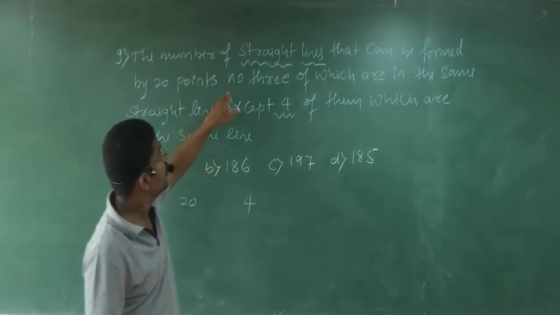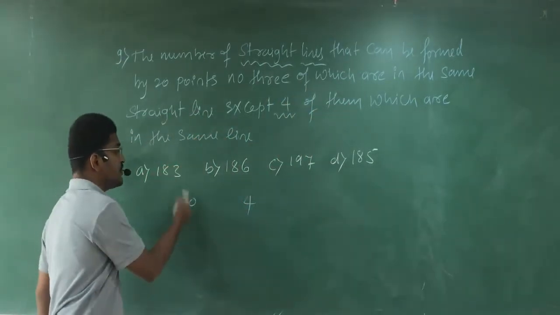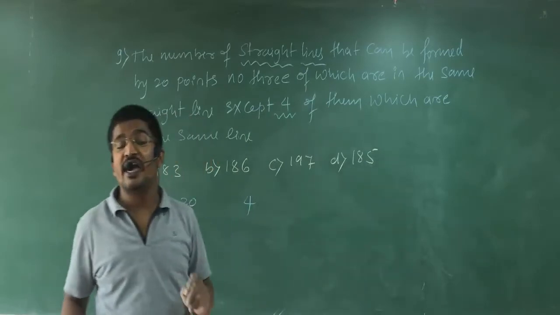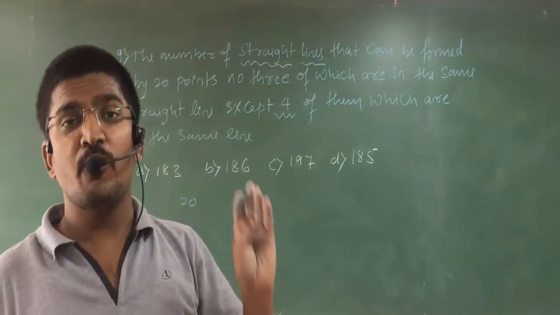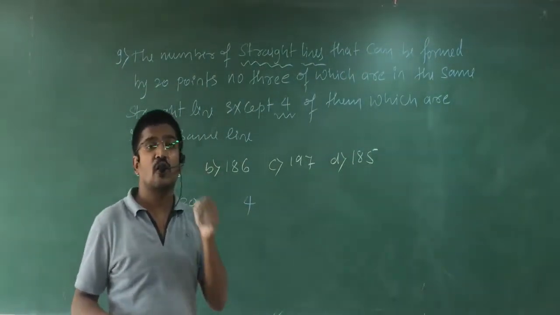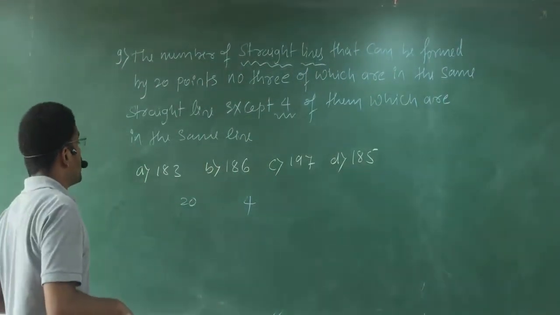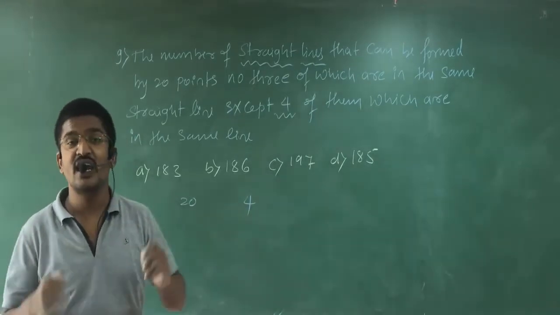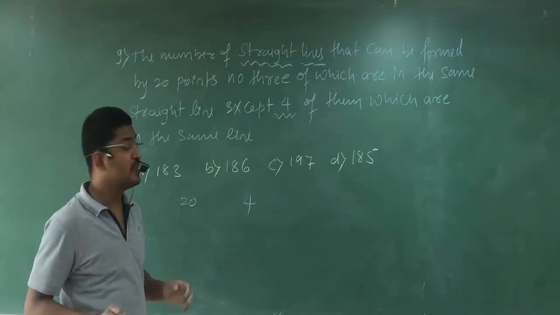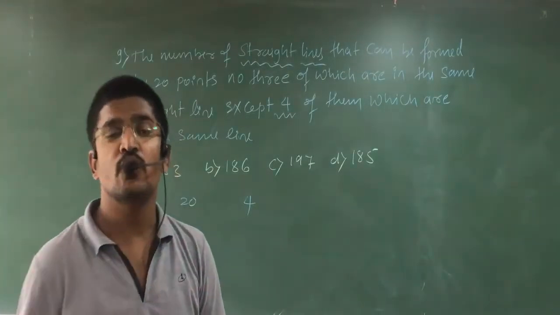Clear? No 3 of which are in the same straight line. That means out of this 20, no points are on the same line except 4. That means 4 points are on the same line out of this 20. That means these 4 points are collinear. Clear? So therefore, how many straight lines can you form? I think you understood the problem. Clear? You have to understand the problem line by line. Otherwise, the solution will be very simple, but you have to understand the problem. Sometimes they will confuse you in the problem.